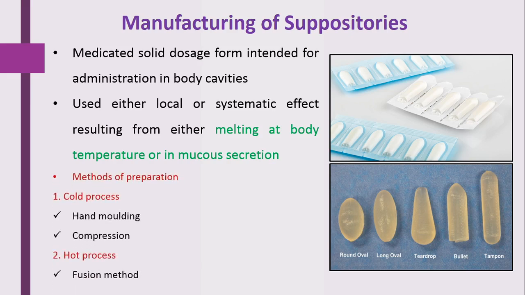So here are different methods which are used for the preparation of suppositories. These are categorized into two main categories, cold process and hot process. In the cold process, there are two methods which are used for suppository preparation, that is the hand molding method and the compression method. In case of the hot process, here the fusion method is used to prepare the suppositories. Let's see one by one.